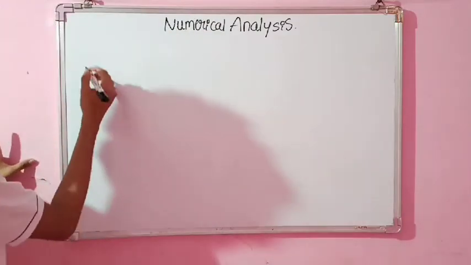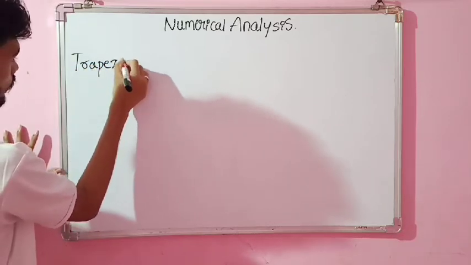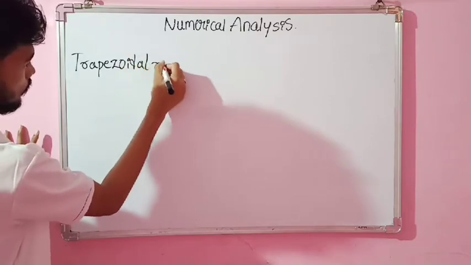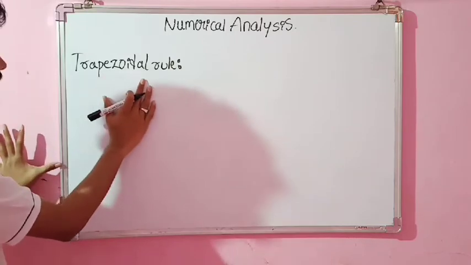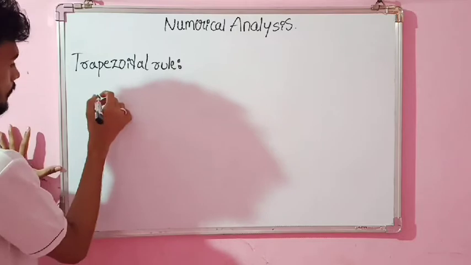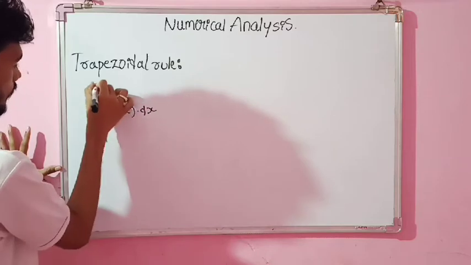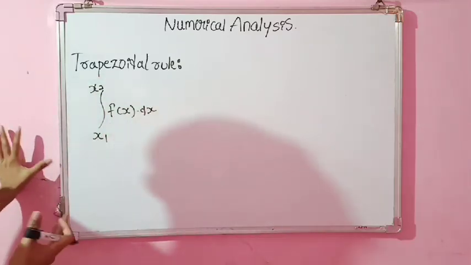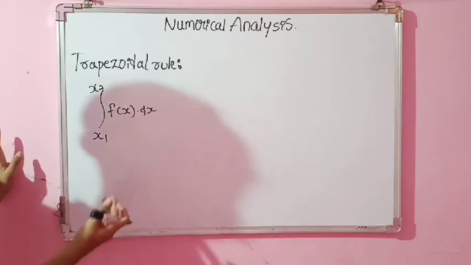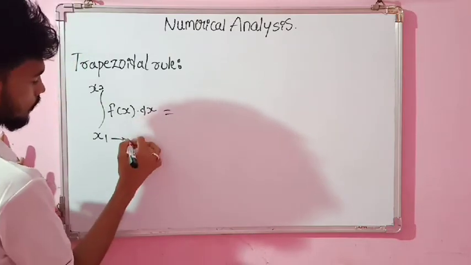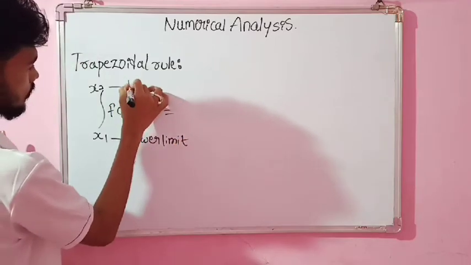So first is the trapezoidal rule. With the help of this, we can find the exact value of a given definite integral. Suppose f of x into dx from x1 to x2. This is a given definite integral and we have to find its exact value with the help of the trapezoidal rule, which is one of the numerical methods. Here this is the lower limit and this corresponds to the upper limit.